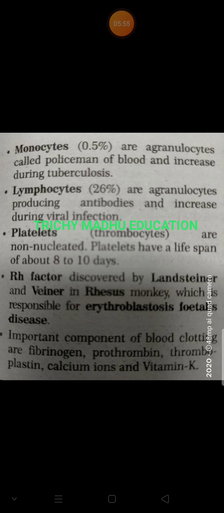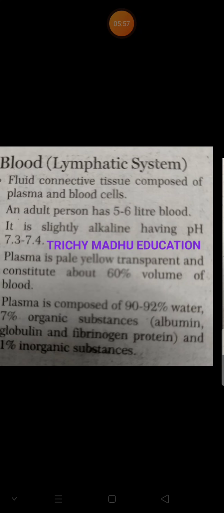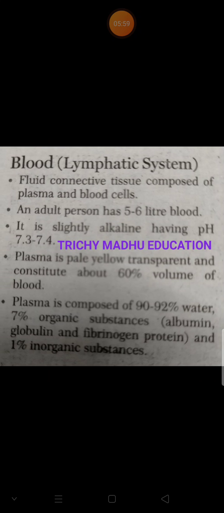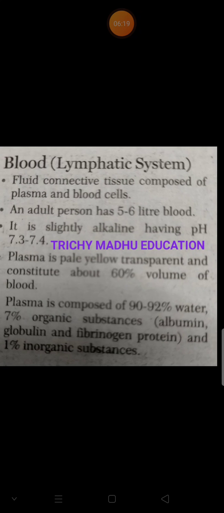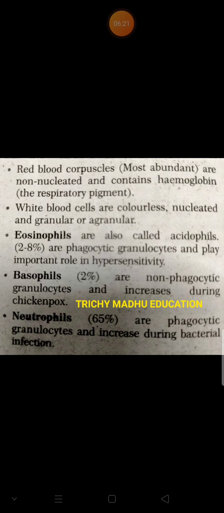So we have seen the composition of blood. Blood is a fluid connective tissue composed of plasma and blood cells. An adult person has 5 to 6 liters of blood. It is slightly alkaline, having a pH of 7.3 to 7.4. Plasma is pale yellow, transparent, and constitutes about 60% of the volume of blood. Plasma is composed of 90 to 92% water, 7% organic substances, and 1% inorganic substances. Red blood corpuscles, the most abundant, are non-nucleated and contain hemoglobin, the respiratory pigment.